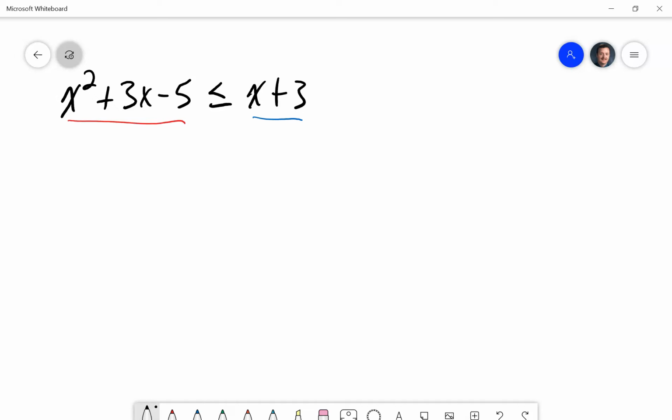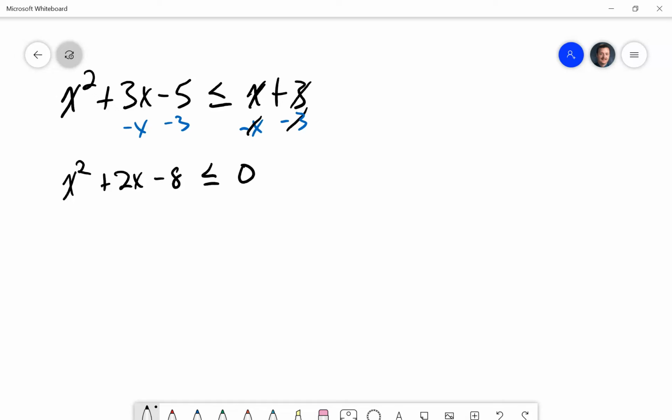We could move everything to one side. So if I was going to move everything to one side, I would come here and subtract x from both sides, and then I would subtract the 3 from both sides as well. And if I did that, my new equation would be x squared plus 2x minus 8 less than or equal to, everything here would cancel, 0. And now this problem becomes very similar to the last problem, and then you could work through it from there. Okay, and then it would basically be the same thing.